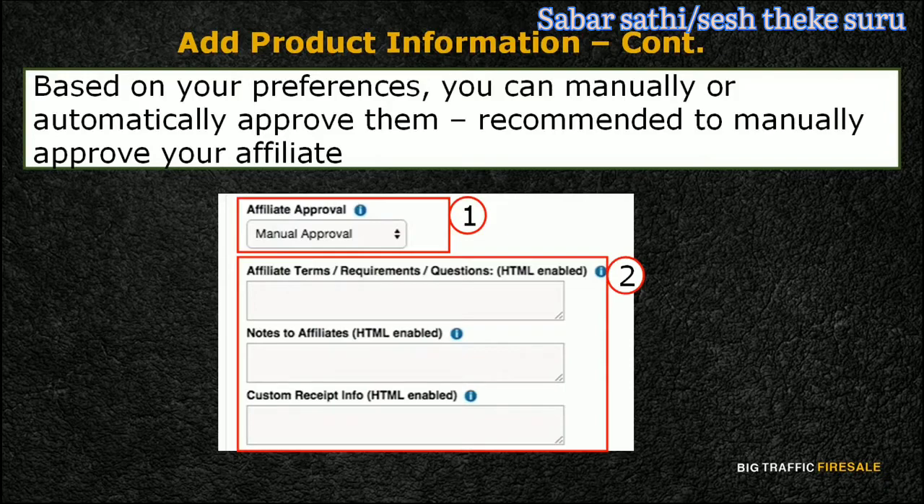Hence, the 3 boxes below are crucial for your affiliate. These are supported by HTML, which means if you have your customized rules and regulations for the affiliate, you can simply copy the links and paste them in the respective boxes. That concludes the basic information of your product.